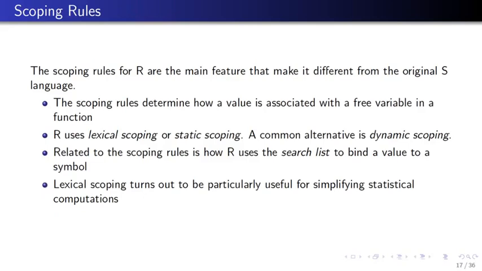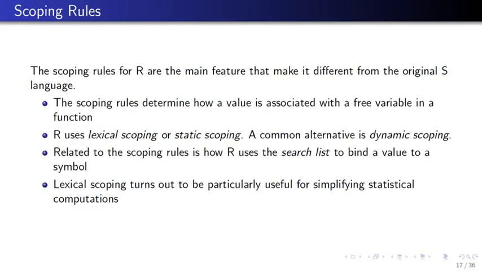So this leads us to the scoping rules for R, which I think is the main feature that makes it different from the original S language. Since most of you probably did not use the original S language, this may be something of a moot point. But the point is that the scoping rules are essentially what makes R different from the original. So what are the scoping rules?